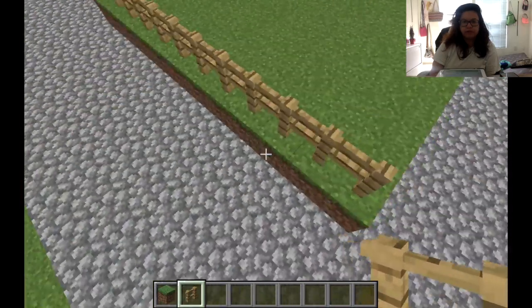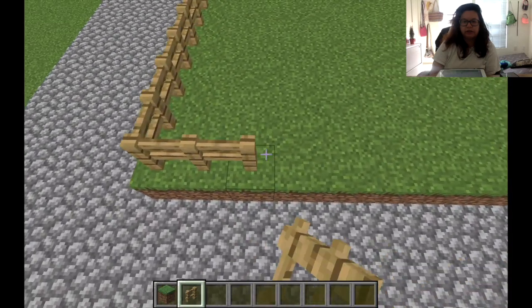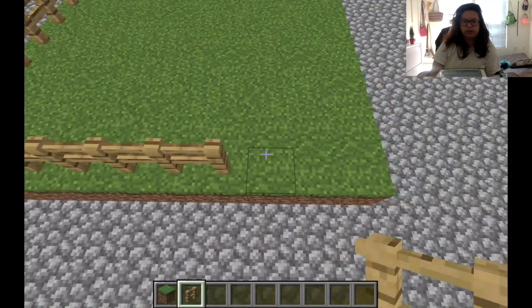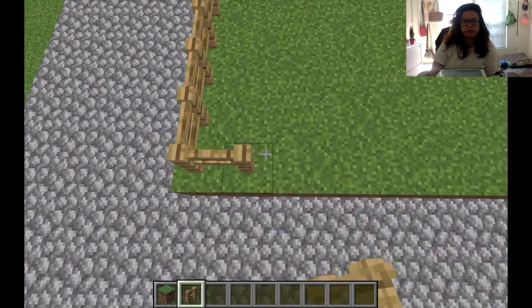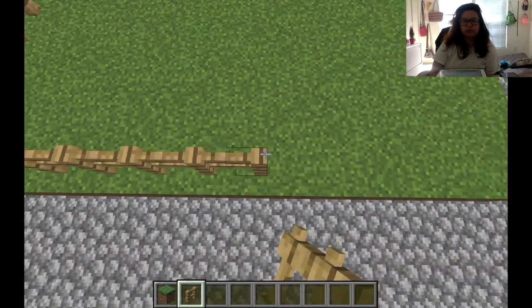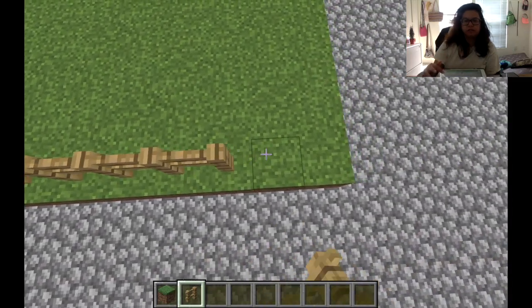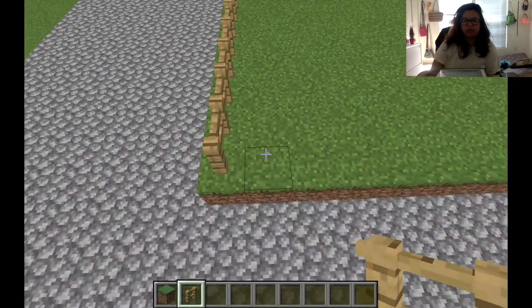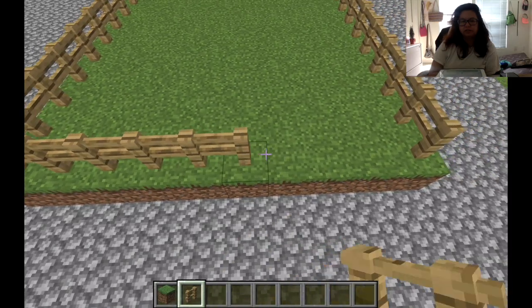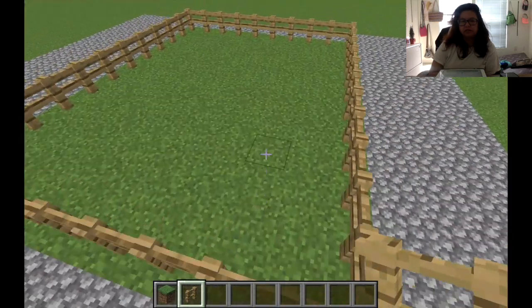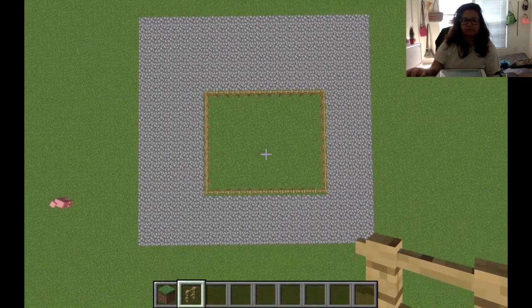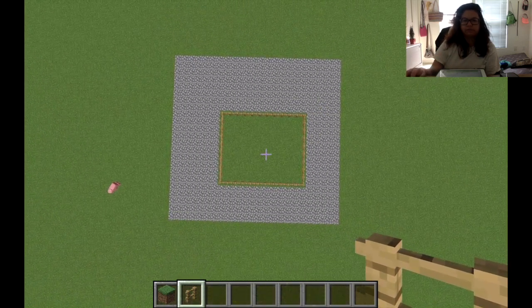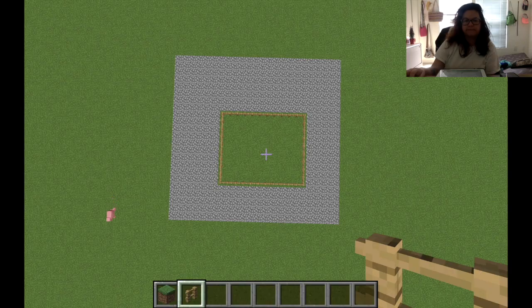Then I'm trying to figure out, all right, so what's my length of the garden? So the length is 10 squares. So there's 10 squares of fencing. I'm going to put it at the top. And also put it on the side. Oh, there's my pig. Cool. So I have this garden and I put a fence over it. And that's what it looks like.